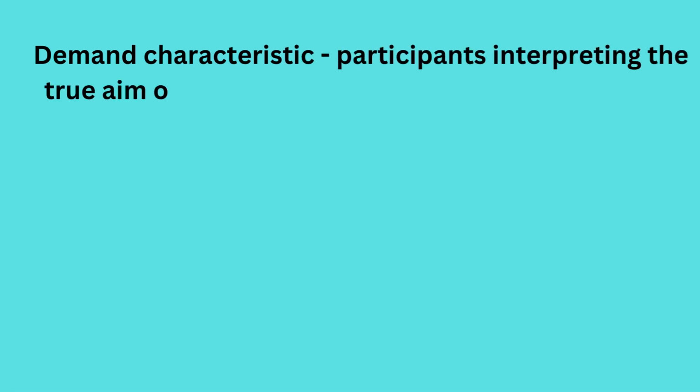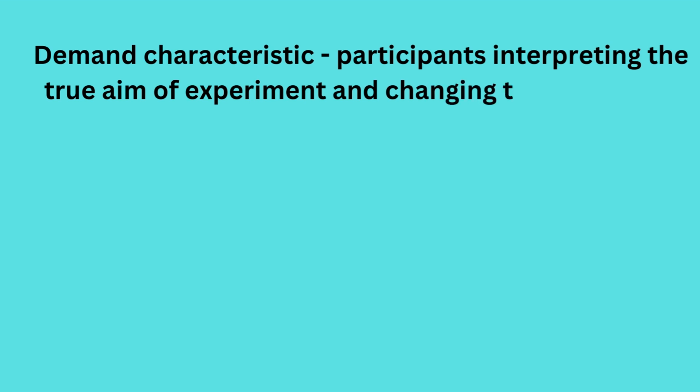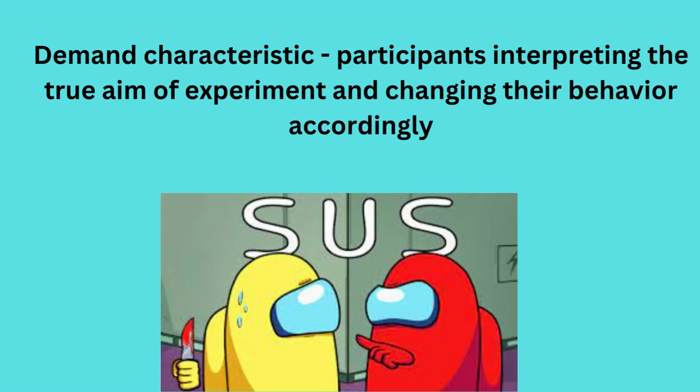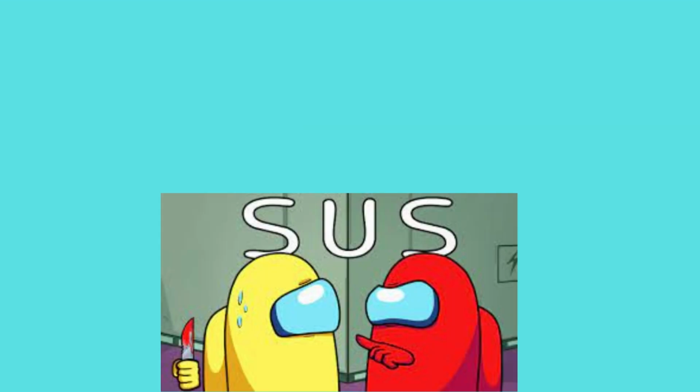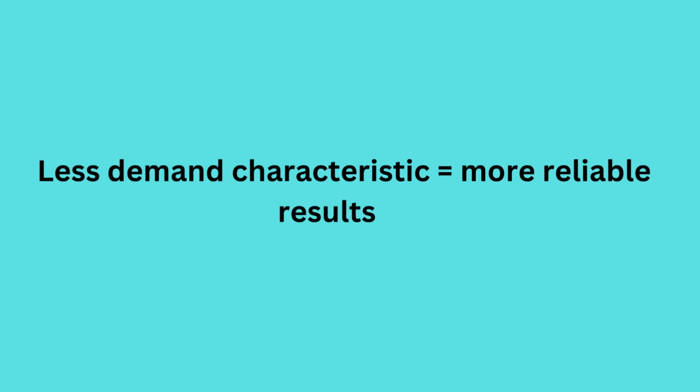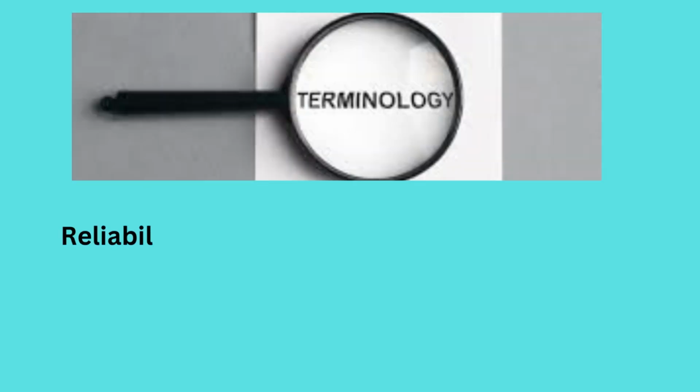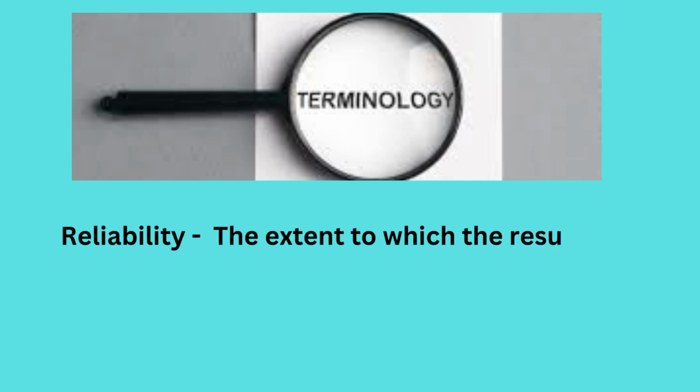that if we take the participants into a manipulated environment, then they might get suspicious and try to behave in a different way and not show their true colors. Therefore we set them in their natural environment so that they don't feel suspicious and they show their true behavior, which will increase the reliability of our results. Now here comes a new term, reliability, which refers to the extent to which our results are consistent on repetition.